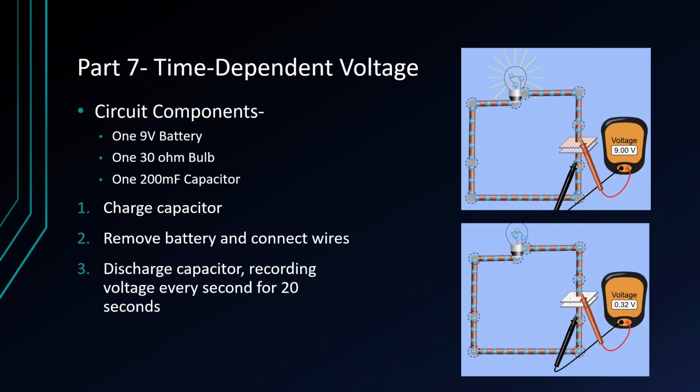And so then we can also measure time-dependent voltage by having a voltmeter across a charged capacitor, and then removing the battery from the circuit, and then letting the capacitor discharge through a resistor. And so for this part of the lab, I recorded the voltage every second for 20 seconds.